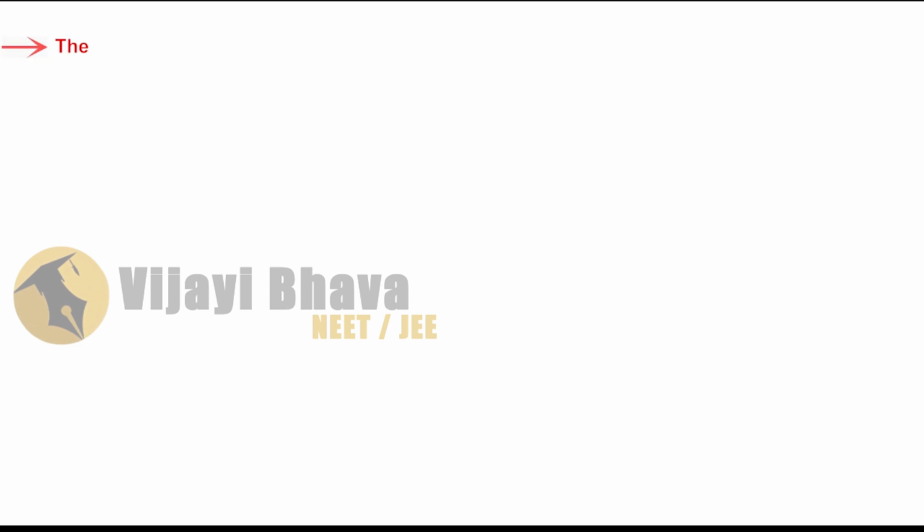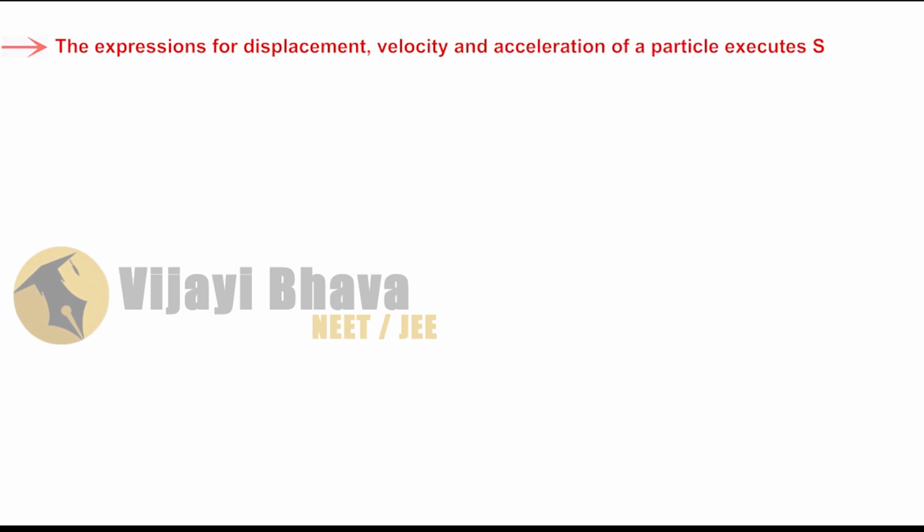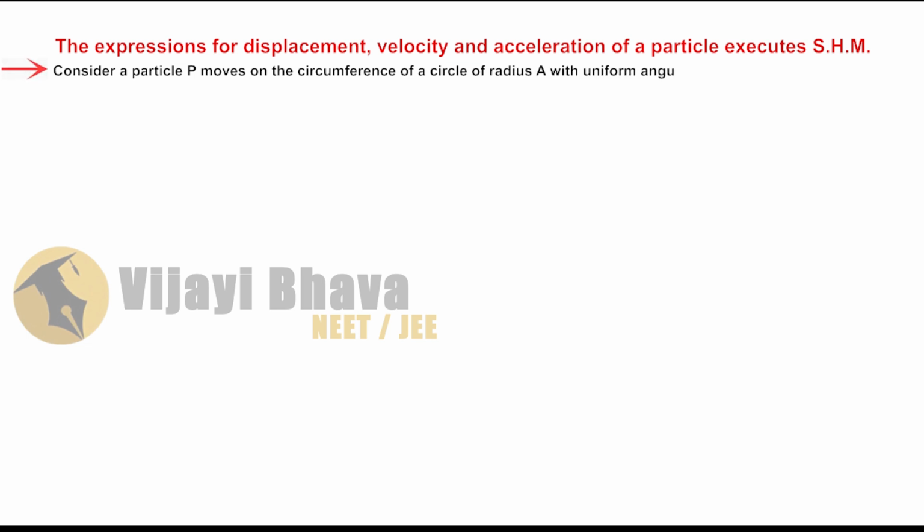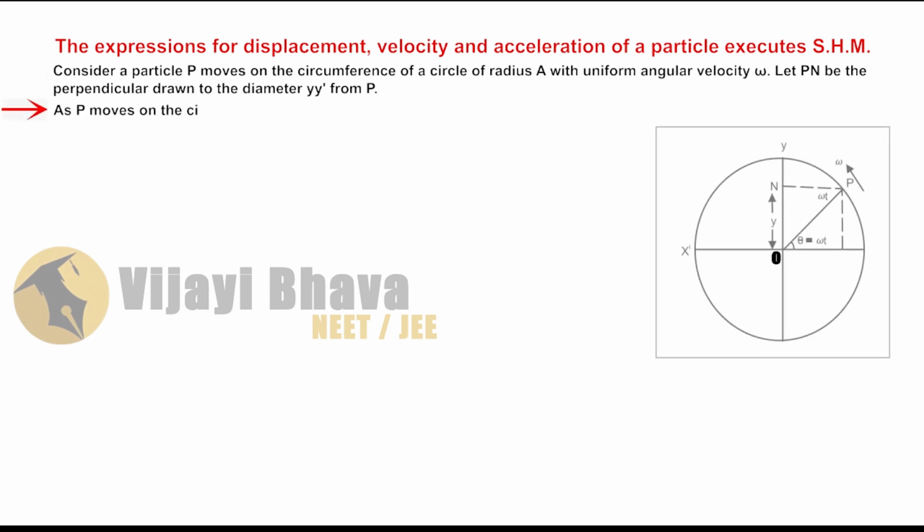Let us learn to derive expressions for displacement, velocity, and acceleration of a particle executing S.H.M. For this, consider a particle P that moves on the circumference of a circle of radius a with uniform angular velocity omega. Let PN be the perpendicular drawn from P to the diameter Y'. As the particle P moves on the circumference of the circle, N moves along the diameter Y' to and fro about the center O.